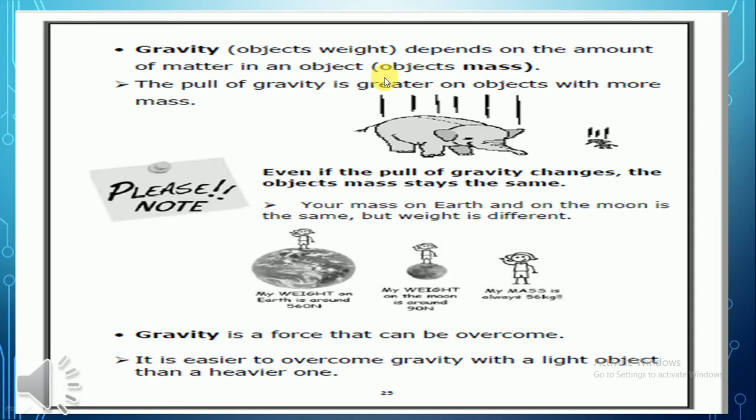How, teacher? When you have an elephant and a mouse, which one will have bigger gravity? Let's see. The pull of gravity is greater on objects with more mass. It means the elephant. Excellent. So the elephant has greater gravity, but the mouse has small. Small objects, small mass, small gravity. Big objects, big mass, big gravity. Good job. You have to note that even if the pull of gravity changes, the object's mass stays the same.